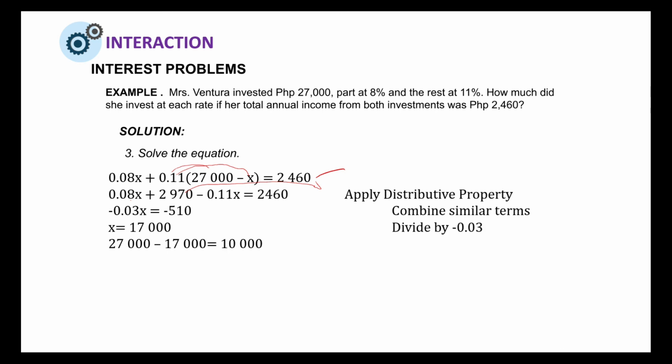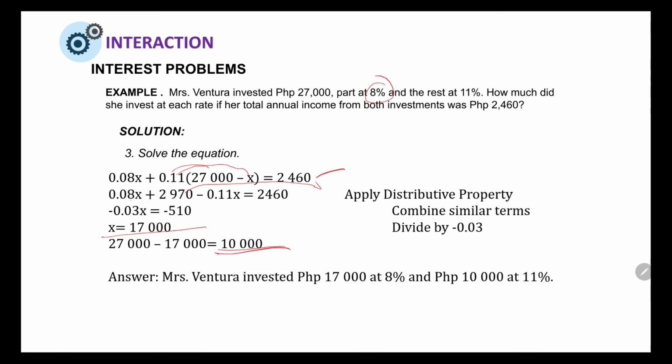Divide both sides of the equation by negative 0.03. So we have negative 510 divided by negative 0.03 is 17,000. So that is the amount invested at 8%. How about at 11%? It should be 27,000 minus 17,000 is equal to 10,000 pesos. So our answer, Mrs. Ventura invested 17,000 pesos at 8% and 10,000 pesos at 11%.